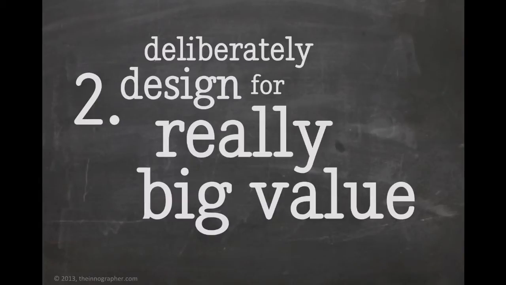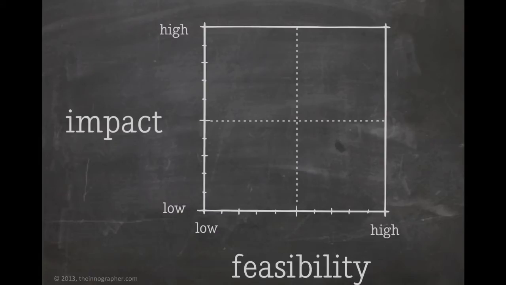The second point I want to make before we start is the importance of deliberately designing for really big value. It's not just chance by which you come up with these great ideas. We do it through a process of deliberate design. And here are the criteria I'm going to put on the table for that. We want things to be both highly impactful and highly feasible.